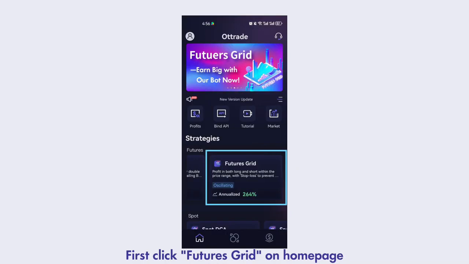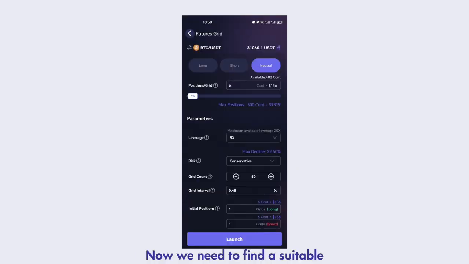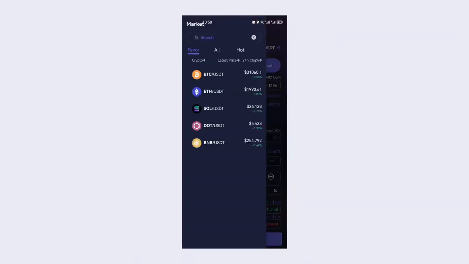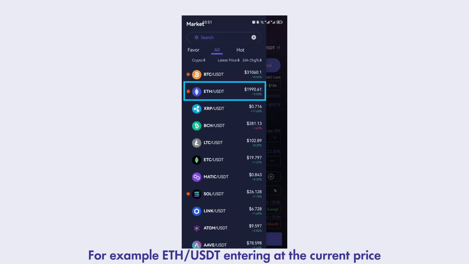First, click Futures Grid on the homepage. Now, we need to find a suitable trading pair that has high volatility, sufficient liquidity, and strong support. For example, ETH/USDT, entering at the current price.